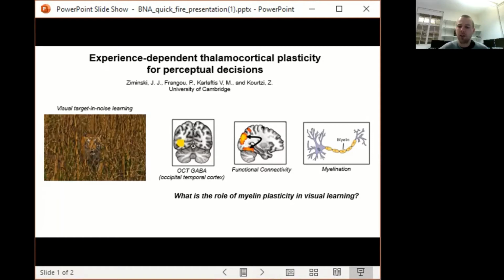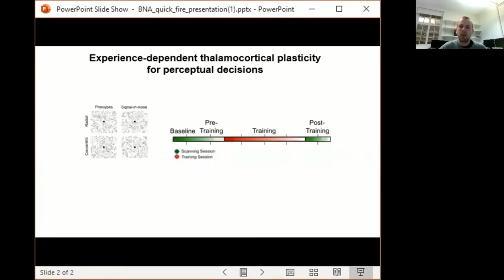Here, we take advantage of recent advances in MRI indicators of myelination to investigate myelin plasticity following visual learning and its relationship with GABAergic plasticity and functional connectivity. First, we trained participants on a signal and noise learning task in which they detected radial or concentric patterns from visual noise. We conducted MRI imaging at baseline, in a pre-training session and after training.